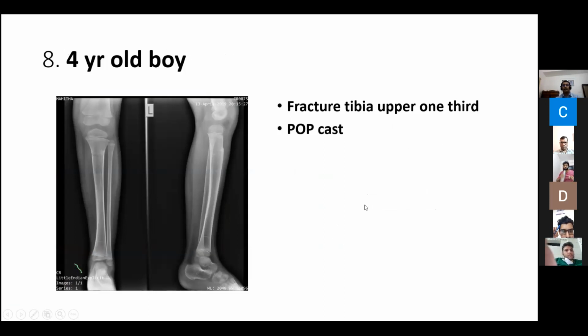Now, an 8-year-old boy, fractured tibia upper third, POP cast given. Okay, comment on the fracture. Is the fracture united or not? There is a unicortical fracture of the lateral and medial proximal. Yes, but anyway, let's assume that it is united.